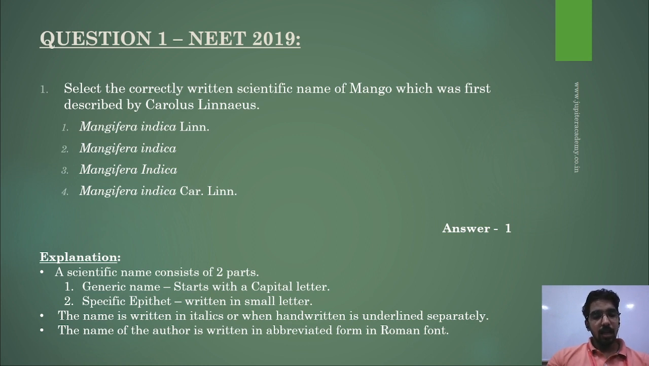The third point is that the name of the author is written in abbreviated form in Roman font. Both the first option as well as the fourth option have the author's name, but only the first option has Linn, whereas the fourth option has car. Linn. That is wrong because only one author name is to be given, not two names. If it's car. Linn, that means Carolus was one author and Linnaeus is another author. That is not the case, right? We are just talking about Linnaeus. Hence, the first option is the answer. Also, care is to be taken that Linn is written in Roman font, not in italics. So option 1 is the correct answer.